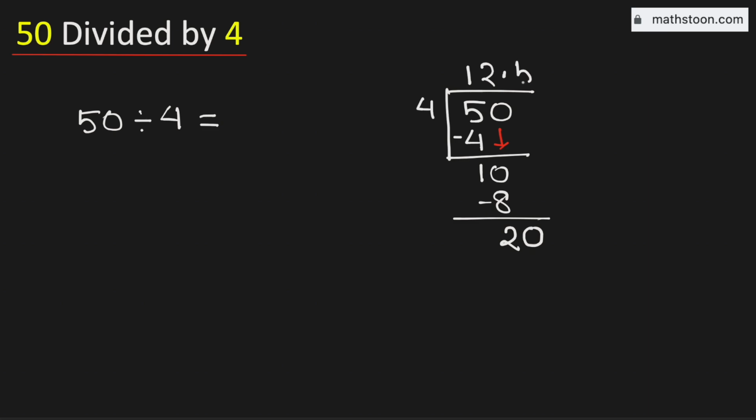Now 4 times 5 is 20. Subtract, we get a 0. As we have obtained the number 0, so we will stop. Therefore, 50 divided by 4 is equal to 12.5 and this is our final answer.